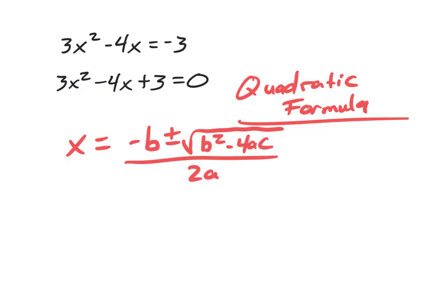Quadratic formula. X equals opposite b plus or minus square root b squared minus 4ac all over 2a.